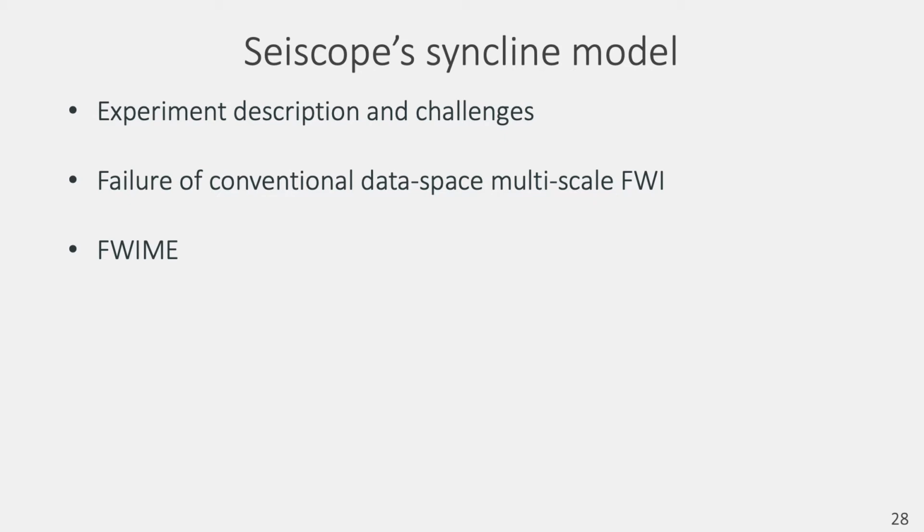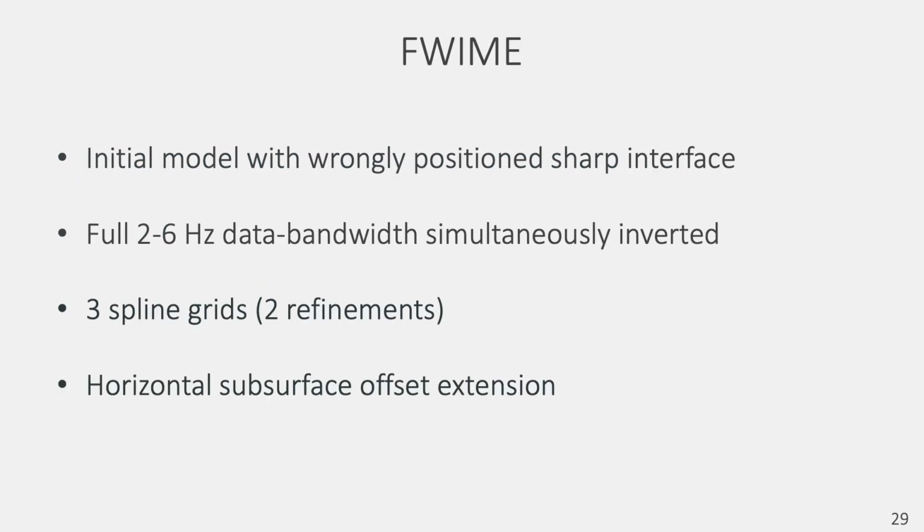So we apply our FWIME inversion scheme, and we begin by providing details on our parameter selection. Our initial model is the same model as for FWI with the wrongly positioned sharp interface. We simultaneously invert the full data bandwidth, and we conduct our model space multiscale approach using 3 spline grids. For the first spline grid, we use a spatial sampling of 500 meters in both directions. Our horizontal space lag extension ranges from negative 500 meters to plus 500 meters, which is an unusually large span, and this is due to the inaccuracy of the initial model.